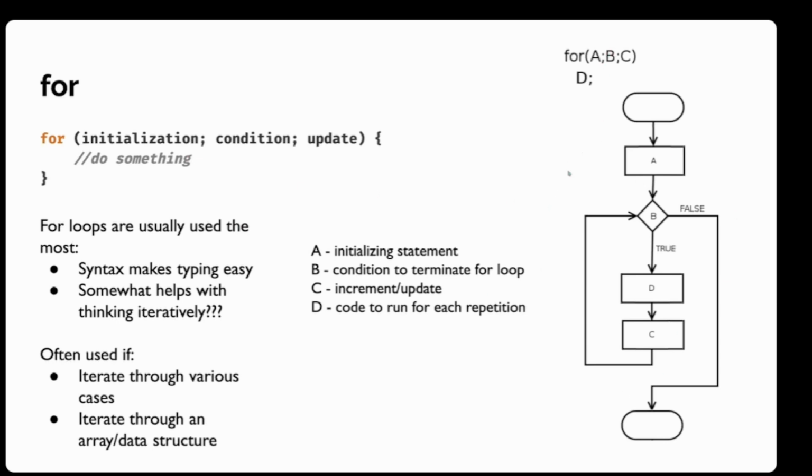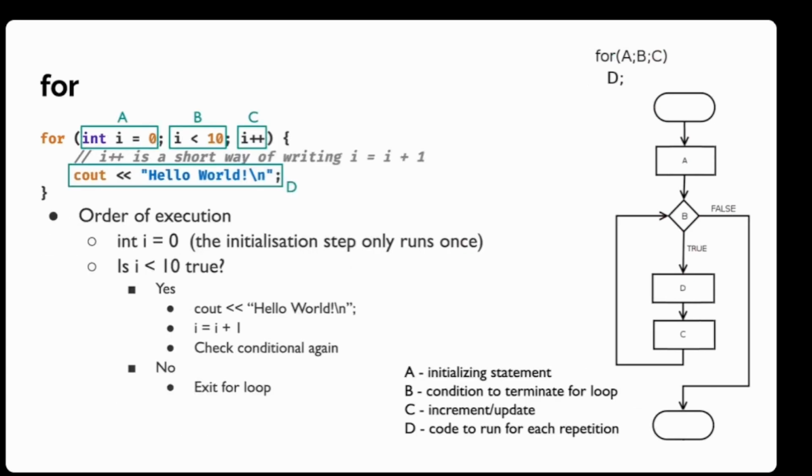Look at the flowchart here to understand how it works. So for A, B, C, D: A is the initializing statement. It will initialize first, of course. B is the condition, which is what it will check before running the code each time. C is whether to increment or update the counter. And D is the code that you want to run. So you have all of this here.